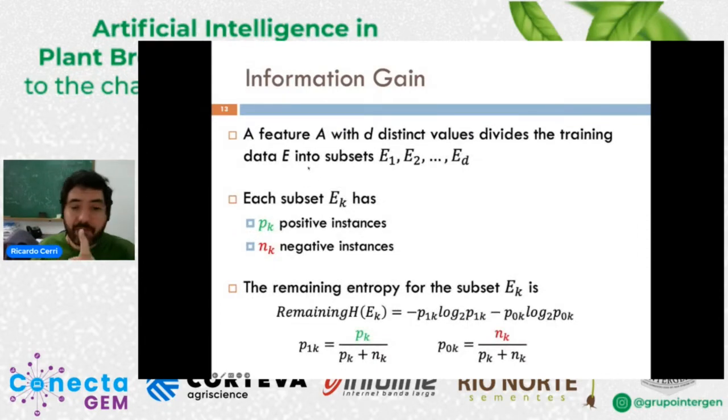So if we have a feature A with D distinct values, this feature is going to divide our training data into K subsets. Each subset has, of course, positive and negative instances. The remaining entropy for a given subset is going to be given by this formula, where we take the positive instances in a subset divided by the positive and negative instances in the subset. This is the remaining entropy for a given subset, and we have to calculate this for all K subsets.